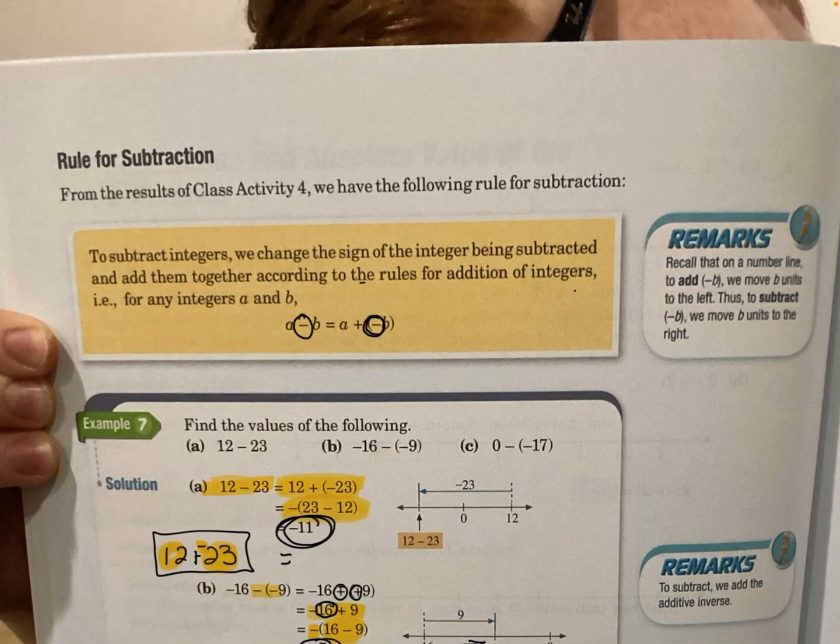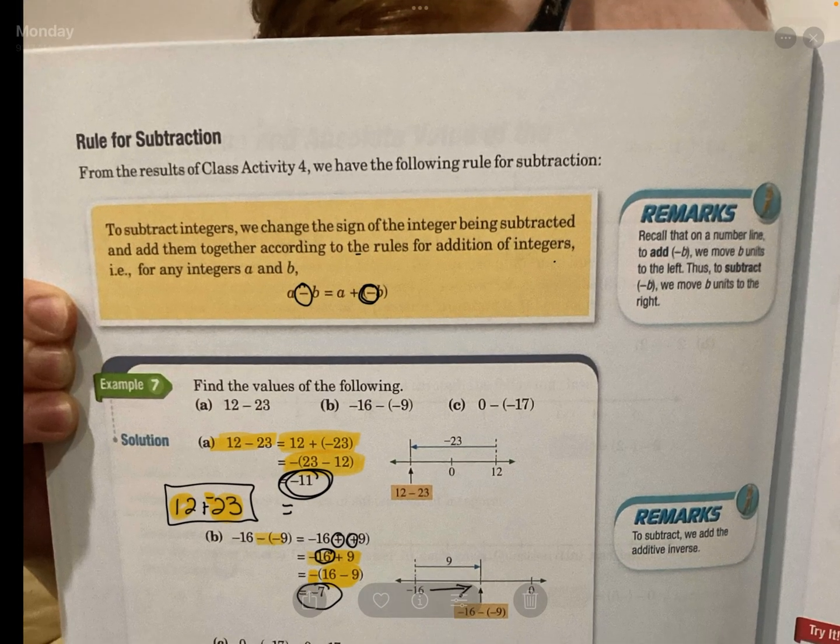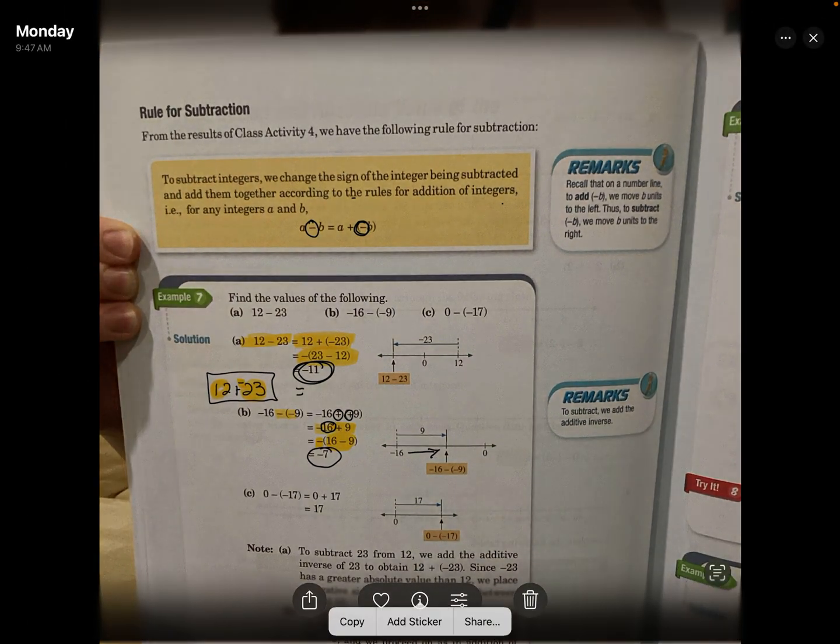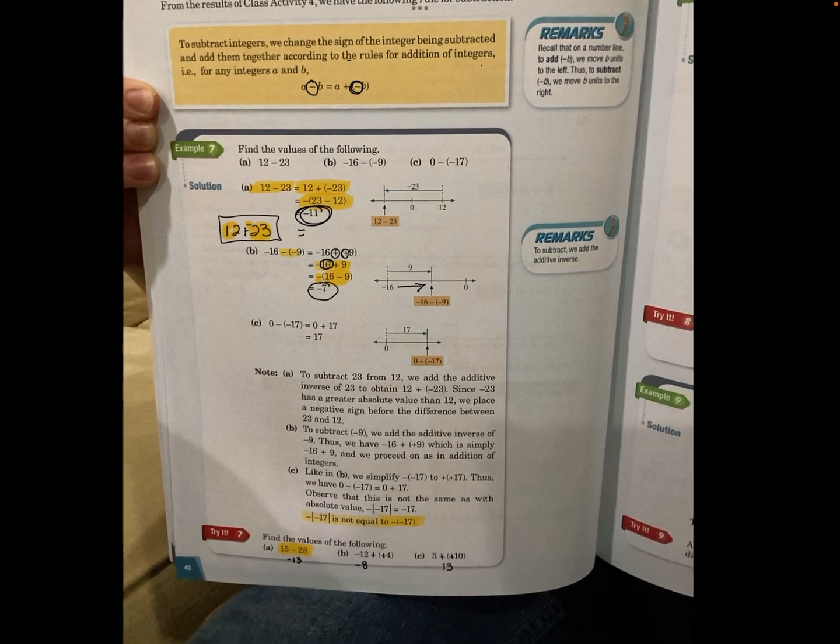To subtract integers, we change the sign of the integer being subtracted and then add them together according to the rules for addition of integers, i.e. for integers a and b, instead of writing a minus b, we do a plus negative b. So all of these, that is exactly what we're doing.